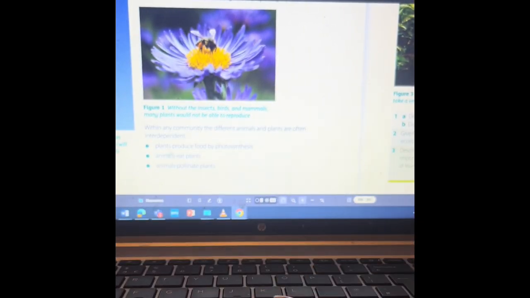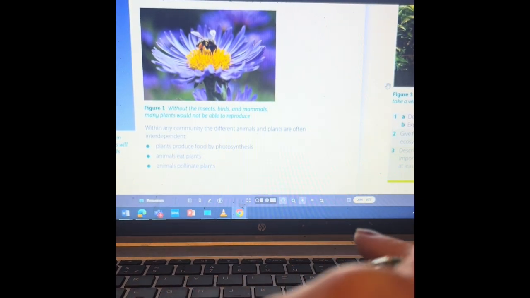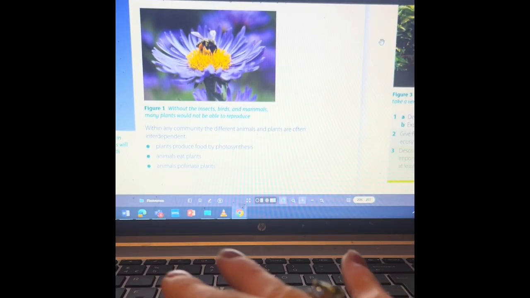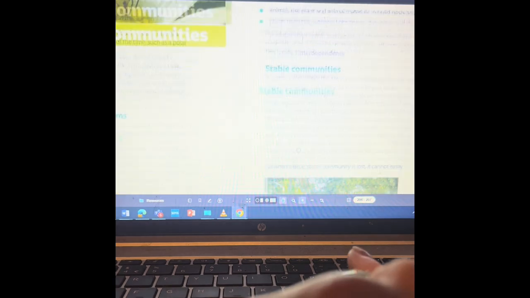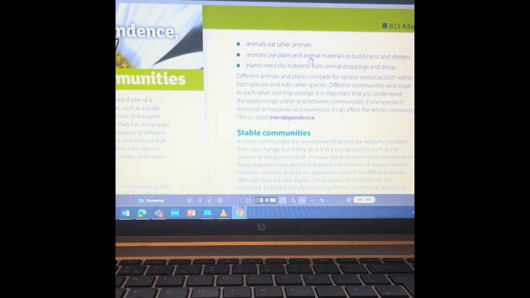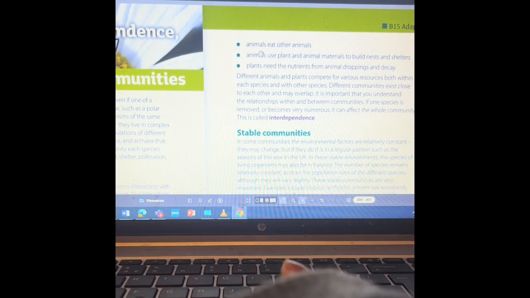So some of the examples you are given here. Plants produce food by photosynthesis, and we know that goes up the food chain. Animals eat plants. Animals will pollinate other plants. We're going to come back to that in a second. So you can see there something like a bumblebee or an insect. Animals eat other animals. Animals use plants and other animals to build nests and shelters.